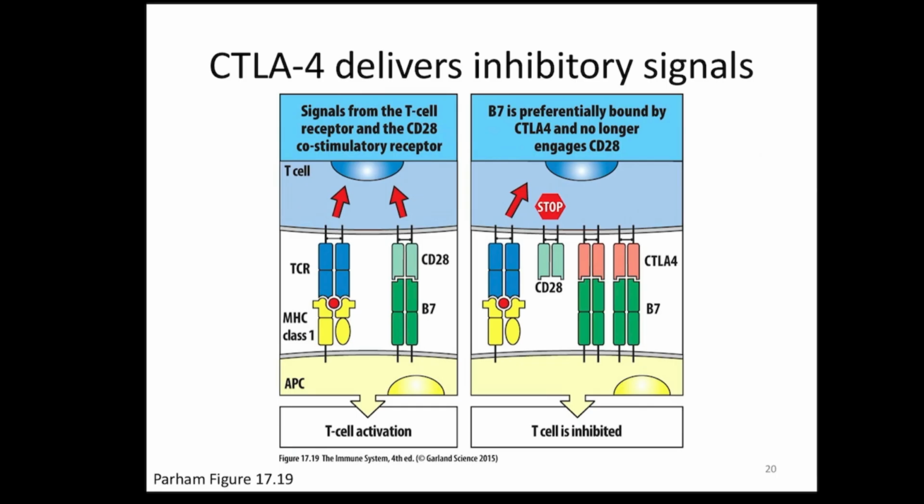It could be turned back on later. This is just an off for now, like a light switch. It could come back on. Yep, Jazz? So if the binding of B7 to CTLA-4 is stronger than that of its binding to CD28, how does this become temporary? Like how does B7 connect to CD28 yet?